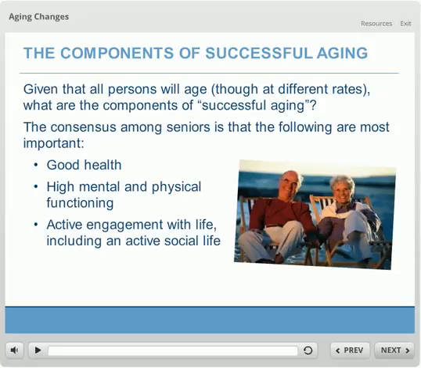The components of successful aging. Given that all persons will age, though at different rates, what are the components of successful aging? The consensus among seniors is that the following are most important: good health, high mental and physical functioning, active engagement with life, including an active social life.